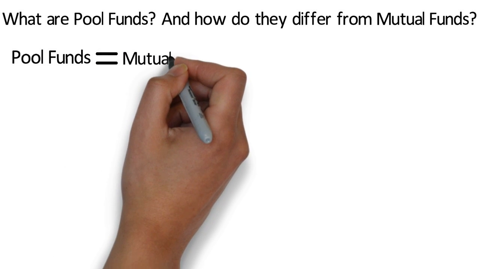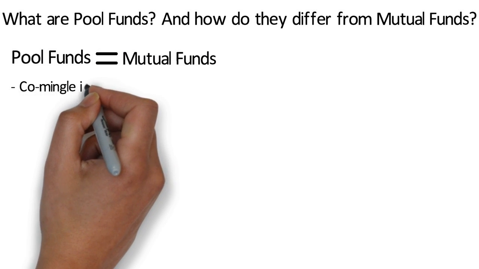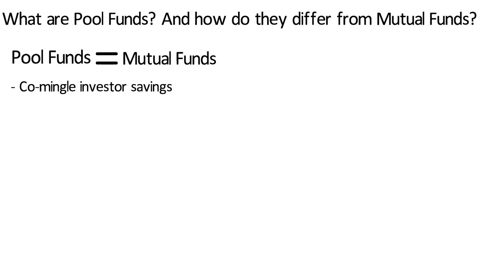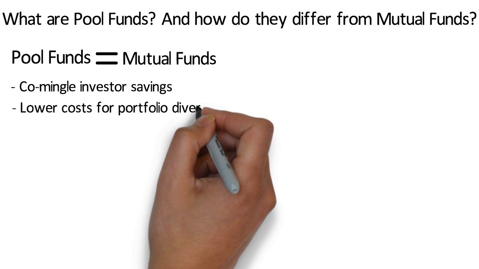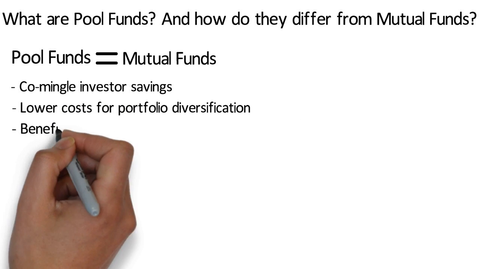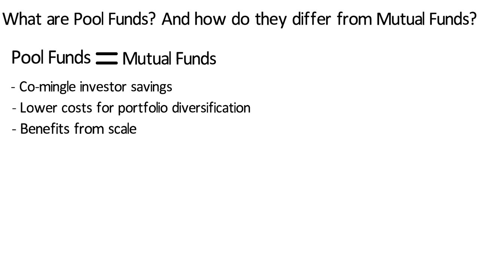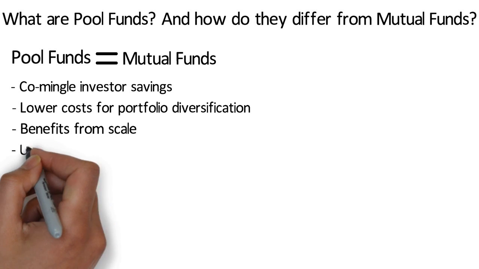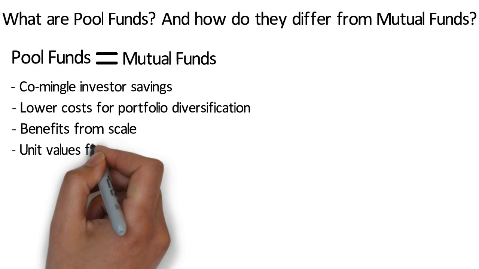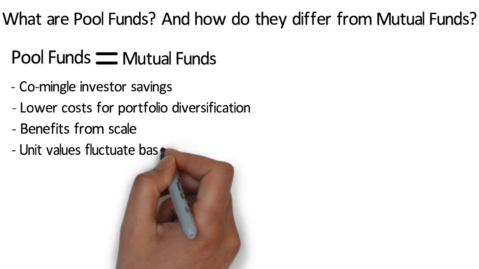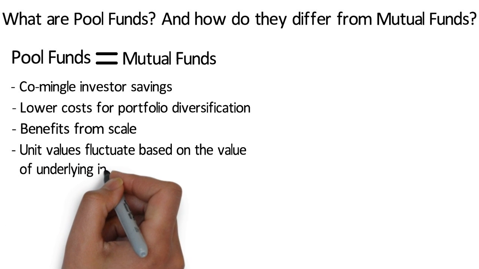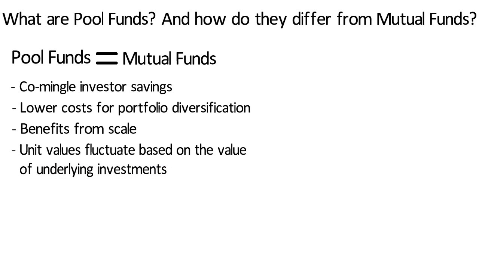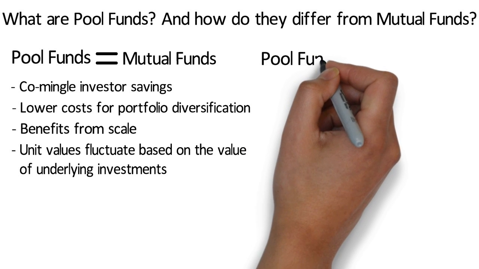Pool funds, like mutual funds, commingle investor savings for the purposes of investing. Investors hold units in the pool fund, and ideally the unit holder, also known as the investor, achieves lower costs for portfolio diversification and benefits from the efficiencies of scale. Unit values are calculated by taking all the underlying investments in the pool fund at a specific date and dividing by the number of units issued and outstanding. Unit values fluctuate based on the value of the underlying investments. All of this sounds familiar to a mutual fund.